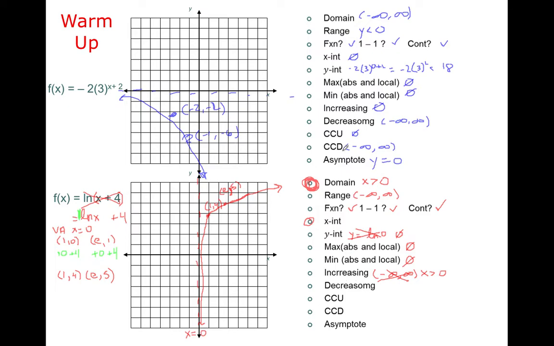Decreasing, and look, apparently I can't spell decreasing or increasing. Oh, I think I fixed it on your handout, didn't I? Decreasing, never. This log function is concave up over its domain, and is never concave down, and has a vertical asymptote at x equals 0.